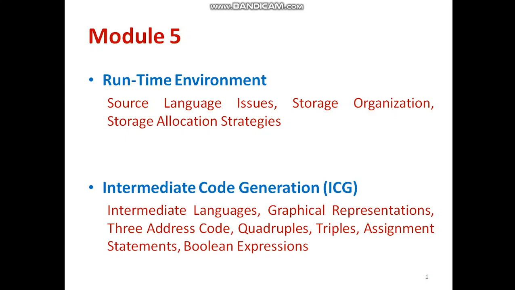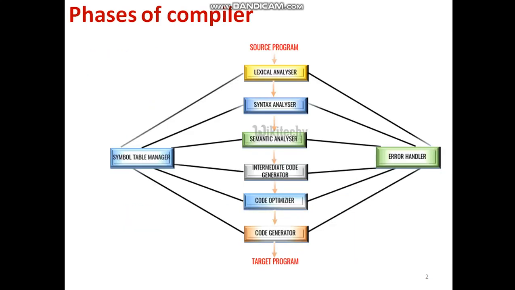Generation, which involves the topic, intermediate languages, graphical representations, three-address code, quadruples, and triples. This slide shows different phases of compilation.